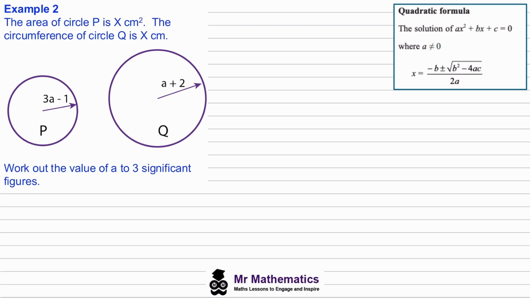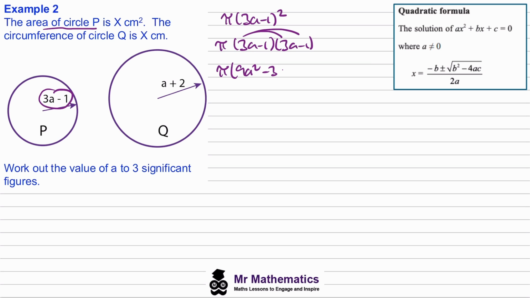Okay, so welcome back if you had a go. If we look at circle P, we're told the area is pi r squared, and the radius is 3a minus 1. So we'll expand out the 3a minus 1 squared, and we'll get pi multiplied by 9a squared minus 3a minus another 3a plus 1. We can collect these two terms together, so pi multiplied by 9a squared minus 6a plus 1.